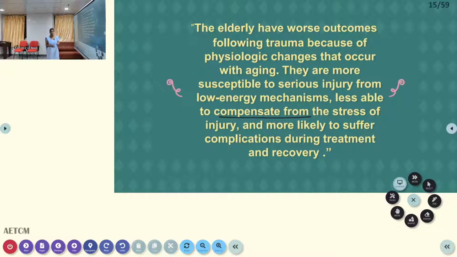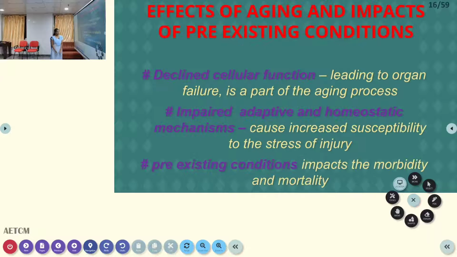So there are some physiological changes that occur with aging, and they are more susceptible to serious injury even with low mechanisms of injury, less able to compensate for the stress of injury, and more likely to suffer complications during treatment and recovery. Next, the effect of aging and the impact of pre-existing conditions. The geriatric age group already has pre-existing medical conditions, and there are physiological changes that occur with aging. These factors will affect the geriatric age group.